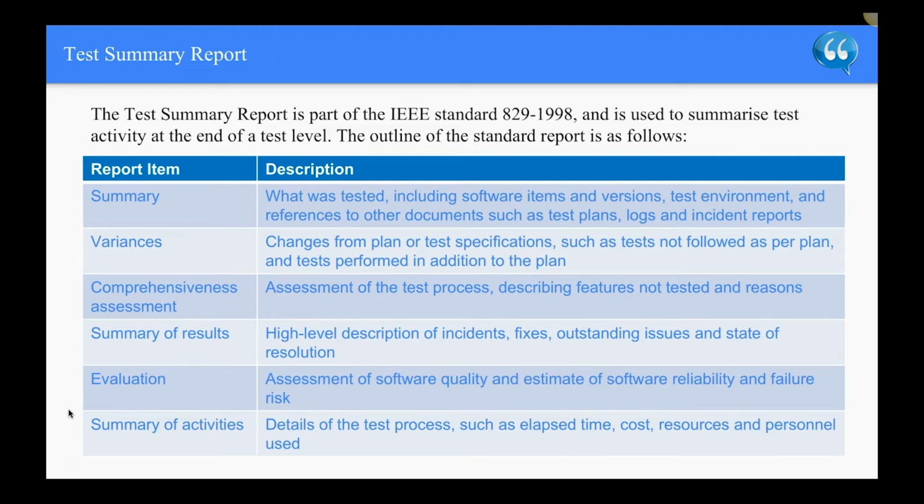So comprehensiveness assessment is the assessment of the test processes, describing features not tested and reasons. Summary of results, so higher level description of incidents, fixes, outstanding issues, and state of resolution. Evaluation is the assessment of software quality and estimate of software reliability and failure risk. And finally, the summary of activities, so details of the test processes, such as elapsed time, cost, resources, and personnel used.